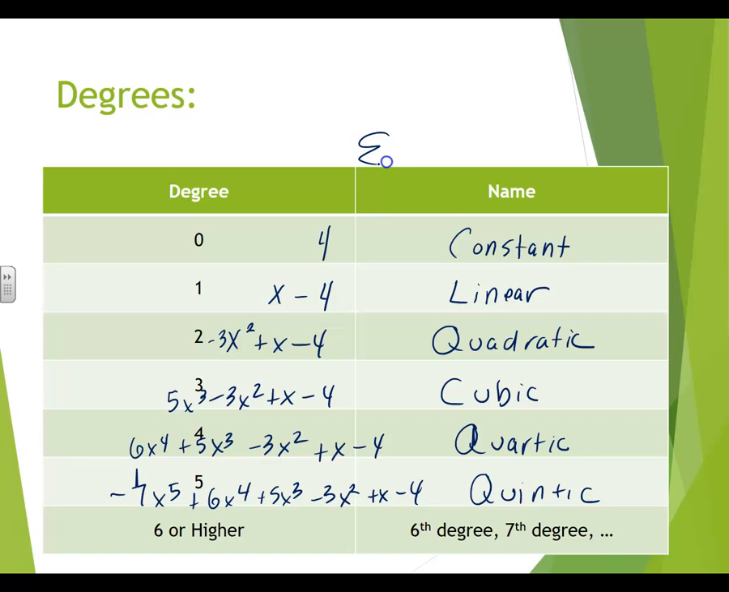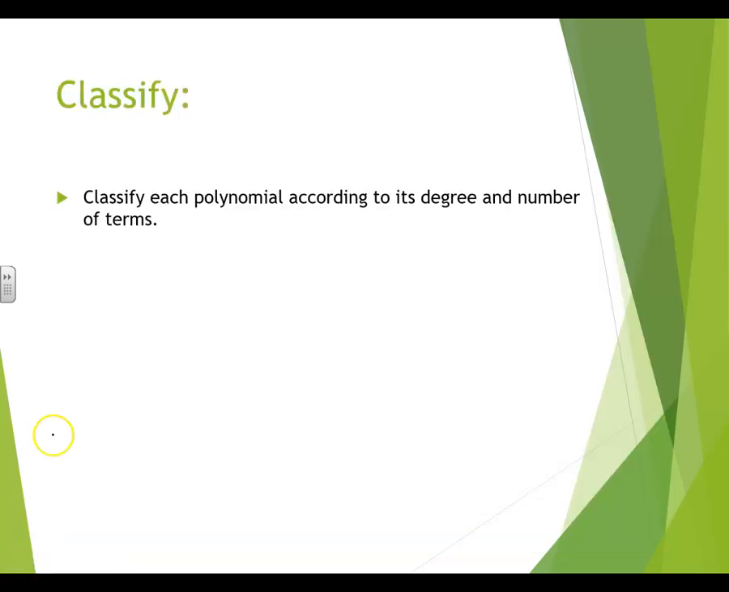So this is exponents, because we've done 2 names now. We've done exponent names, and we've done term names. Well, how many terms are in it? All right, let's put that to use. Classify each polynomial. So this means to name it.